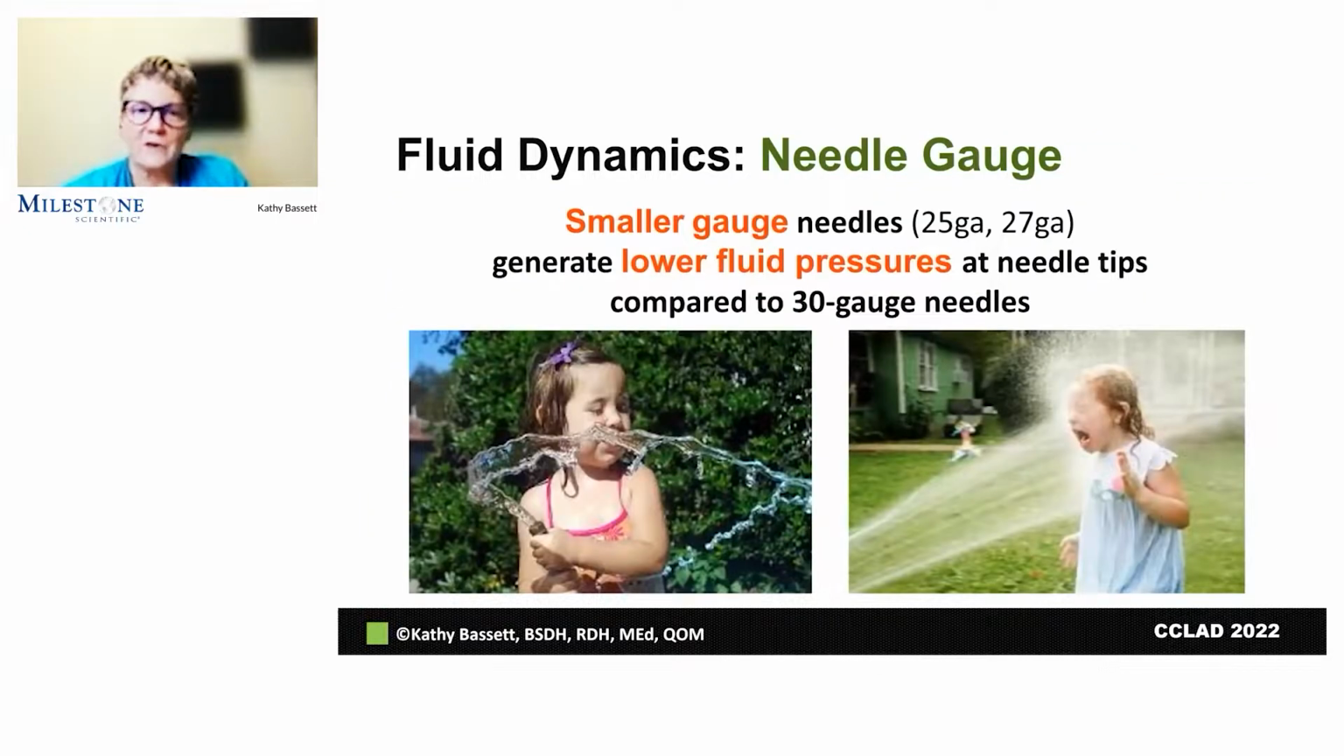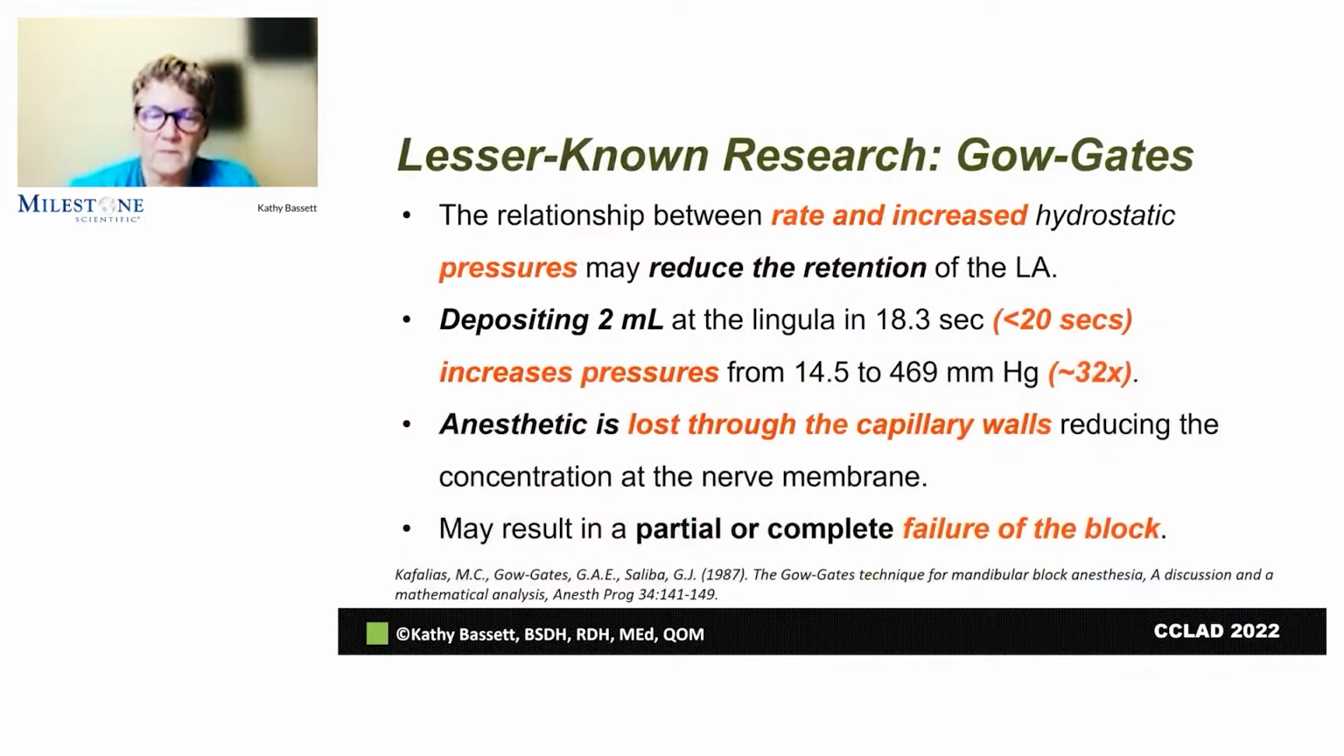Just think of it in terms of your garden hose. When it's coming out at slower rates, it can easily flow. It's not restricted. But as soon as we start to decrease that lumen, we increase that pressure. So given the same rate, all 30 gauge needles will create a stronger stream that can be perceived as pain upon injection.